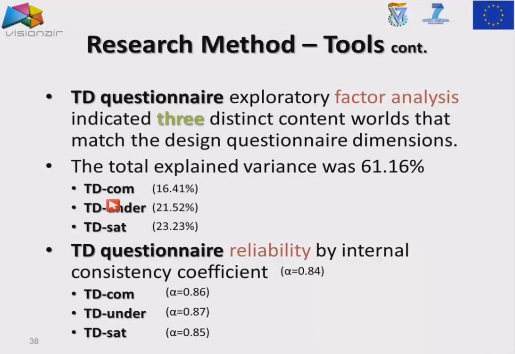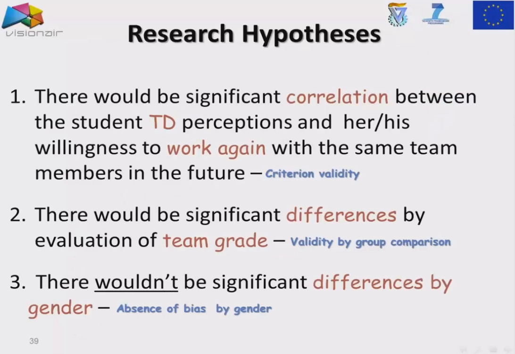The reliability, the internal consistency, the Cronbach's alpha coefficient, was really good for each factor and for the whole questionnaire. As you can see, it's 0.84, and we asked three questions for testing the validation of this questionnaire.